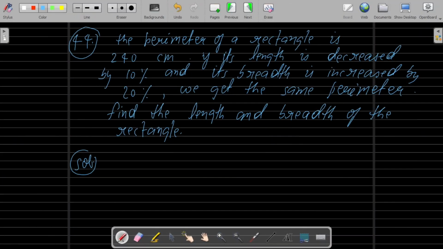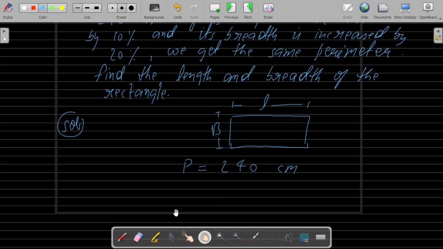Hi students, this is also a question from Ashfaq's guide's Conceptum Mathematics for class 9th entrance examination. Let me read the question. The perimeter of a rectangle is 240 centimeter. Okay, so there is a rectangle. First thing is, this is length and this is depth. So perimeter P is given as 240 centimeter.